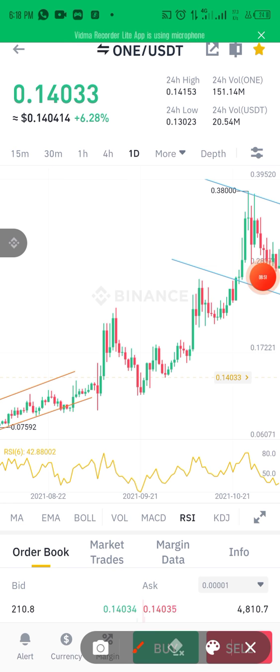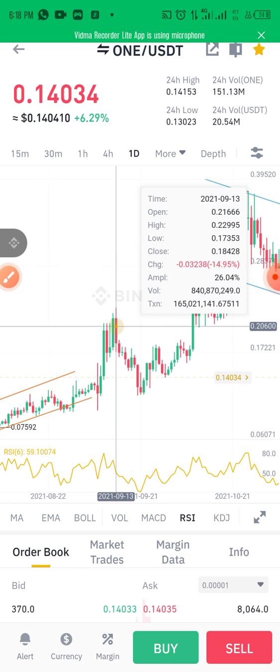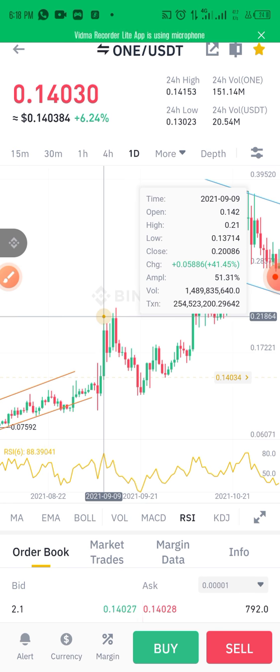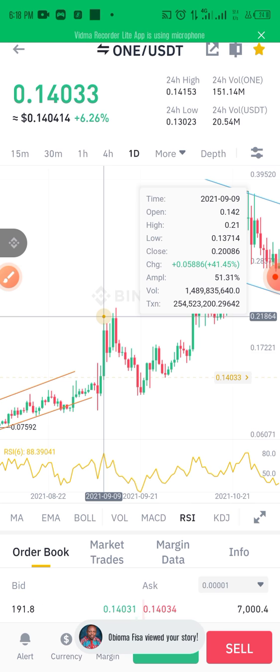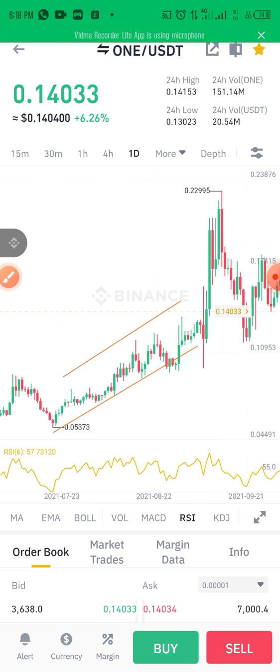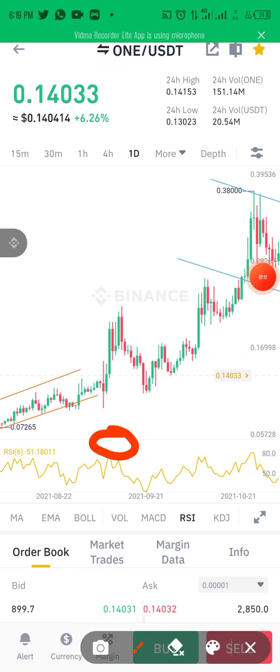So let's say it touches the overbought region, and then we decide to sell here. You can see that when we sell here, we are at 0.2122. That is almost x3 or x4. So if you entered with $50, you'll be having like $150. You understand? But this is a daily chart, so it took like a month or days to arrive at this. So you see that at this point it touched the overbought region, and then we can sell.